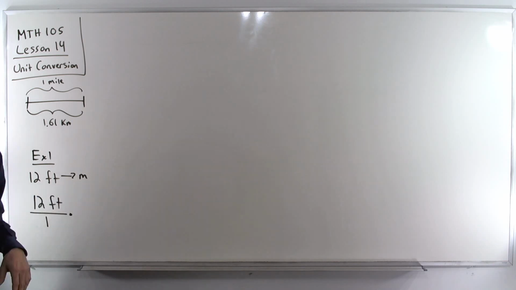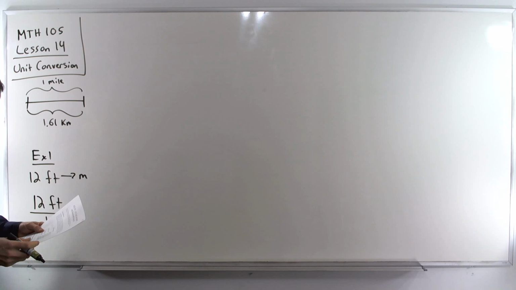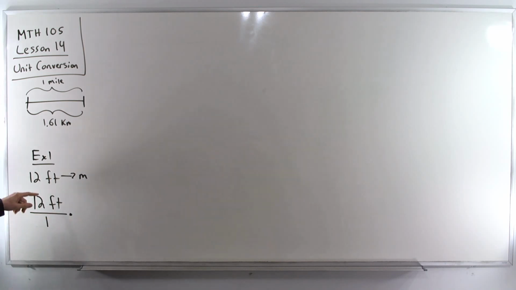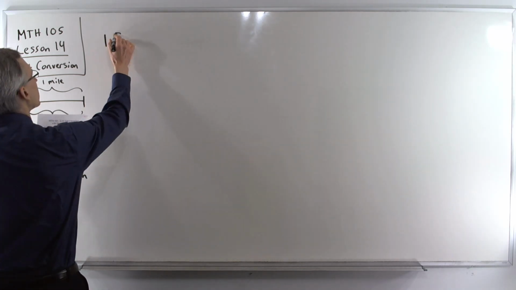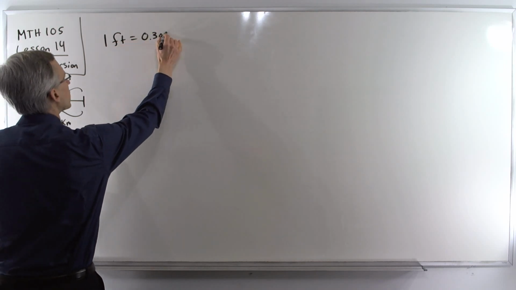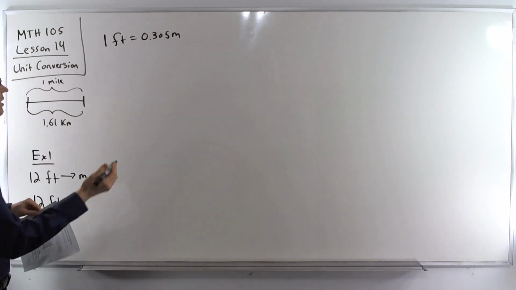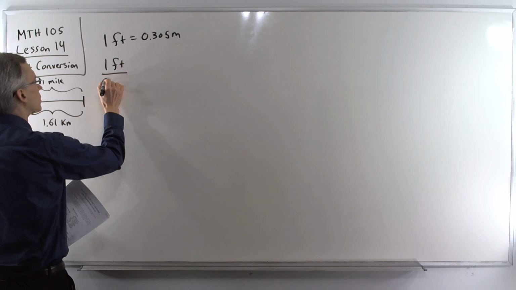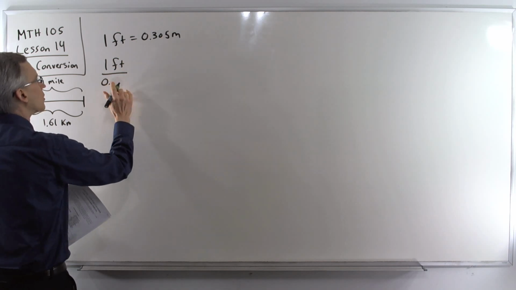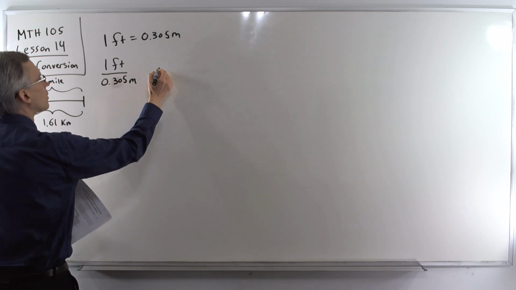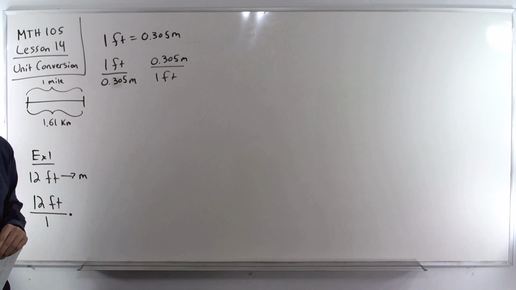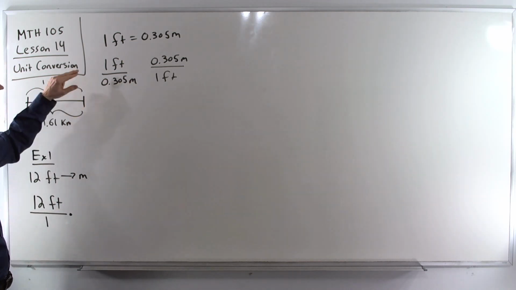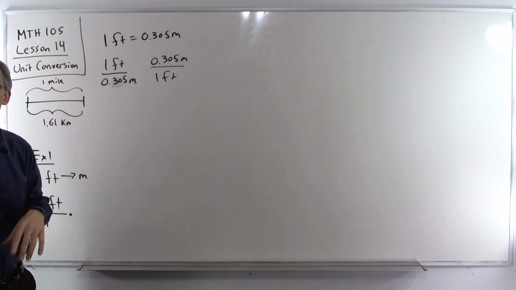Now we're going to multiply by another fraction made up of a conversion factor. So go to the table now. We're going to create a conversion factor between feet and meters. So for length, it says 1 foot equals 0.305 meter. Now there are two fractions we can create out of this. We could put the feet on top. Or we can put the meters on top. Both of these fractions have a value of 1 because 0.305 meters equals 1 foot. So the top and bottom are equal.